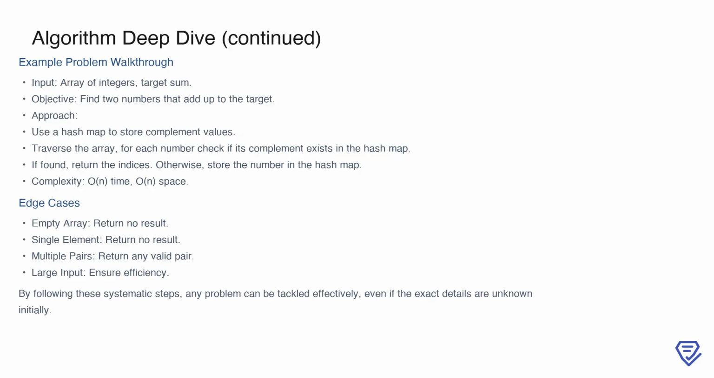Testing the solution against edge cases is crucial. For example, an empty array or an array with only one element should return no result. If there are multiple valid pairs, the algorithm should return any one of them. For large inputs, the efficiency of this approach ensures it performs well within constraints. By applying such systematic steps, challenging problems become approachable and solvable.